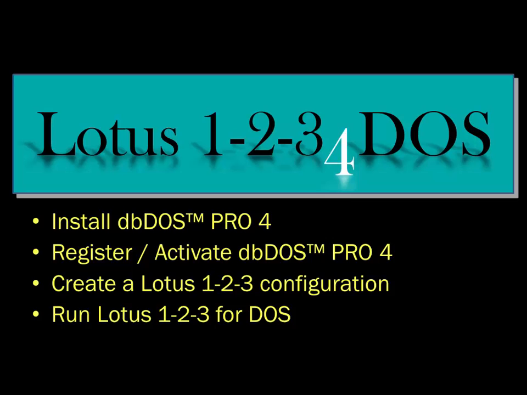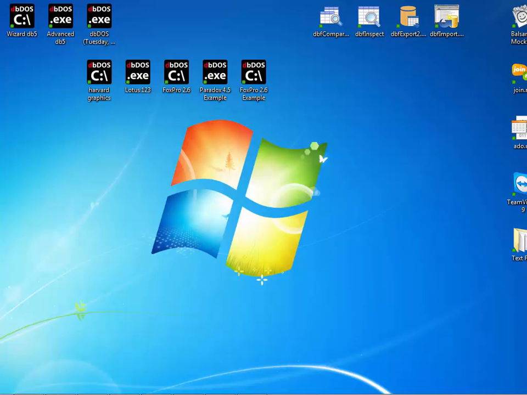Now, I just went over the steps to do it, so let's do it in real time right now so you can see just how easy it is to build a configuration using dbDOS Pro 4 to run Lotus 123. As I stated before, it's really easy to get dbDOS Pro 4 running Lotus 123 on a Windows 64-bit machine.